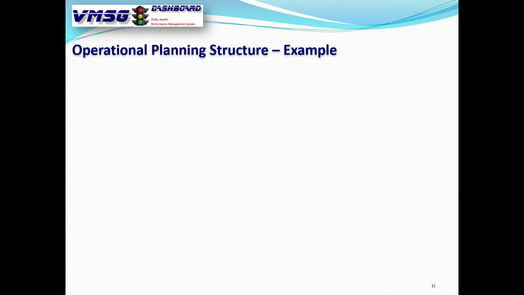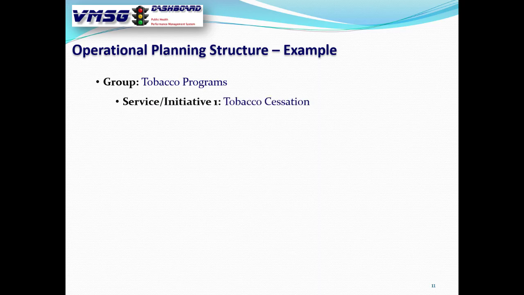This is an example of the plan we've been showing in an outline format. This is a simple example of an operational plan all the way down the pyramid to implement the tobacco cessation program. The plan was developed under an existing or new group called tobacco programs. The service or big bucket here is tobacco cessation.